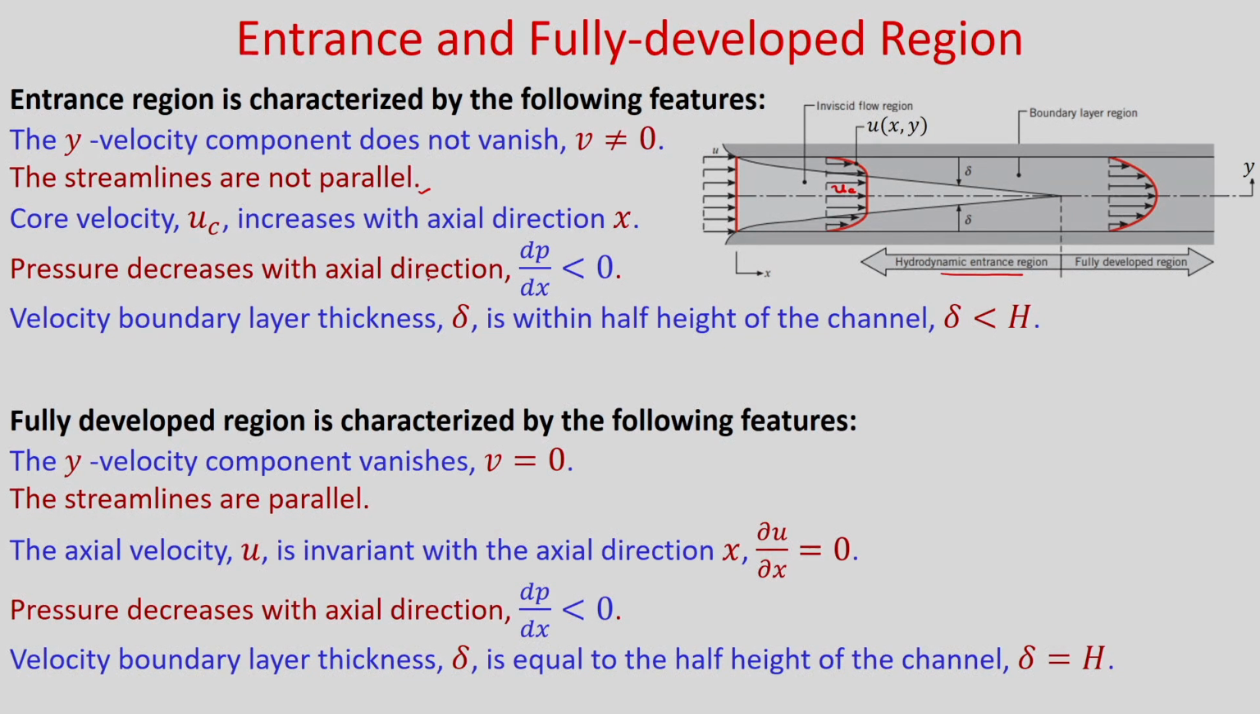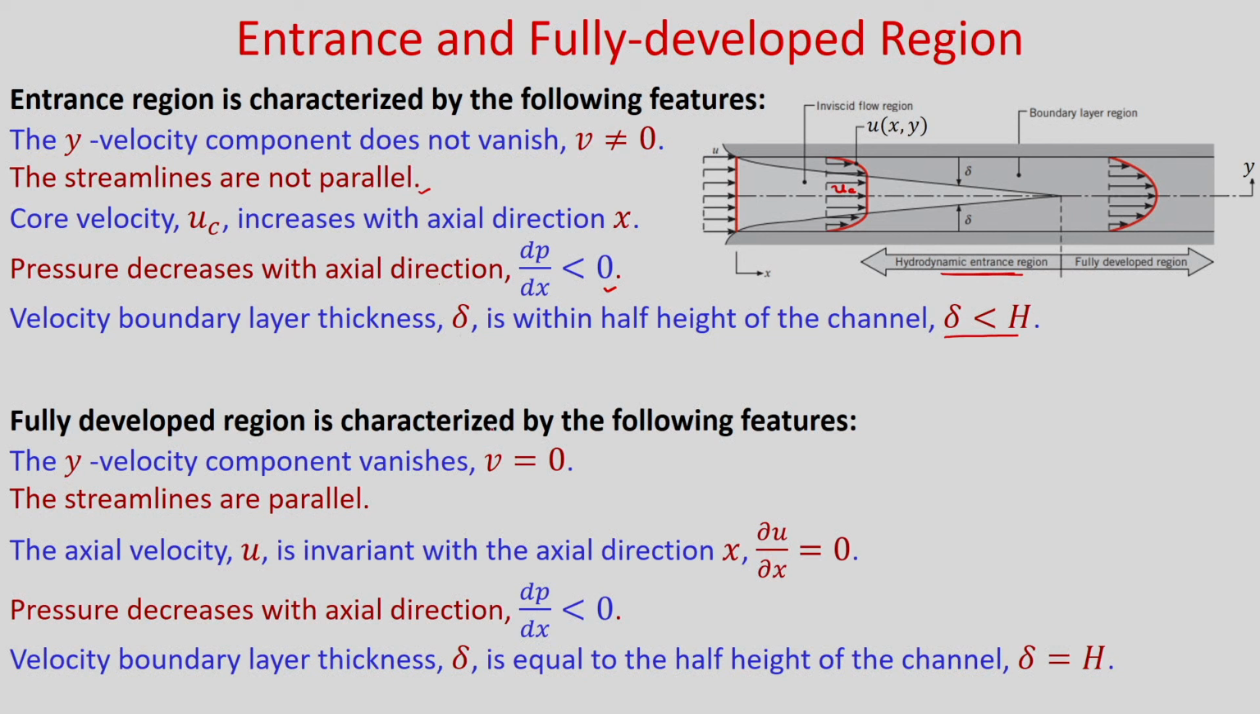Pressure decreases with axial direction, that means dp by dx is less than 0, that means the flow takes place from high pressure region to low pressure region. Velocity boundary layer thickness delta is within half height of the channel, that means in the hydrodynamic entrance region delta will be less than h.